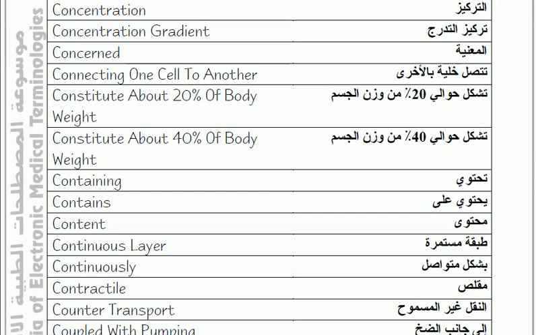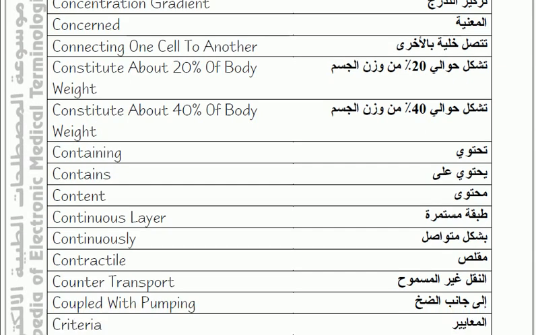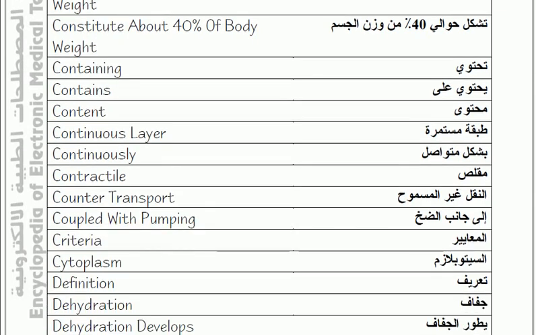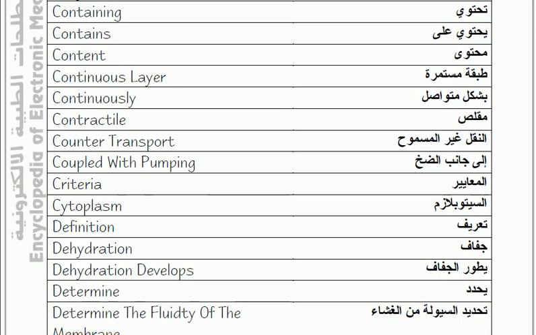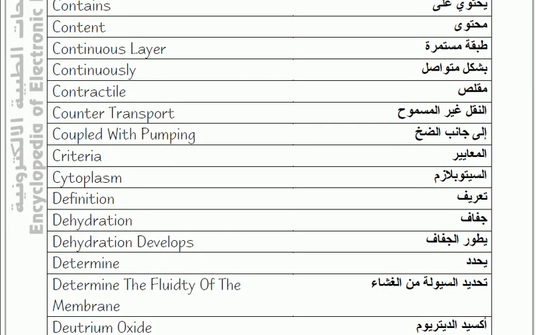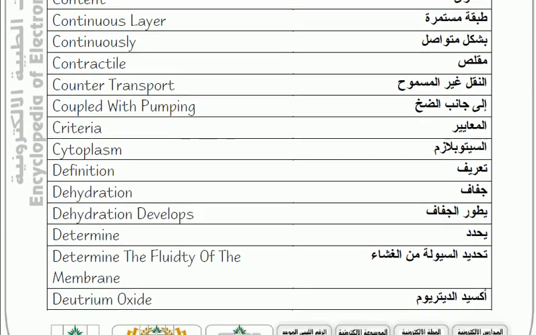Constitute about 20% of body weight. Constitute about 40% of body weight. Containing. Contains. Content. Continuous layer. Continuously. Contractile. Counter-transport. Coupled with pumping. Criteria. Cytoplasm. Definition. Dehydration. Dehydration develops.